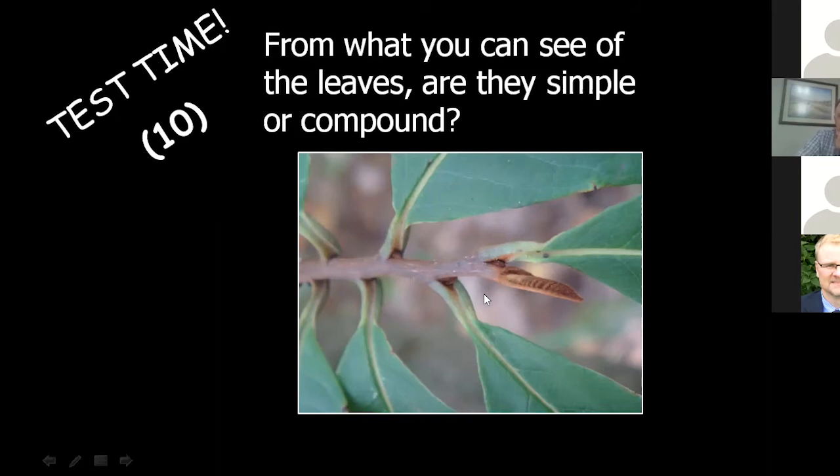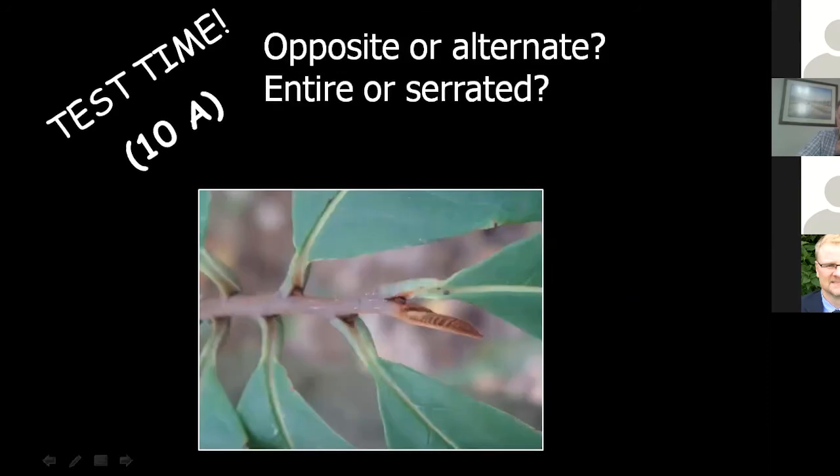But this is a... simple, or are they simple or compound? Right here is what you can see. This is a simple leaf. All right, simple. Test number 10. Boy, that's pretty good.